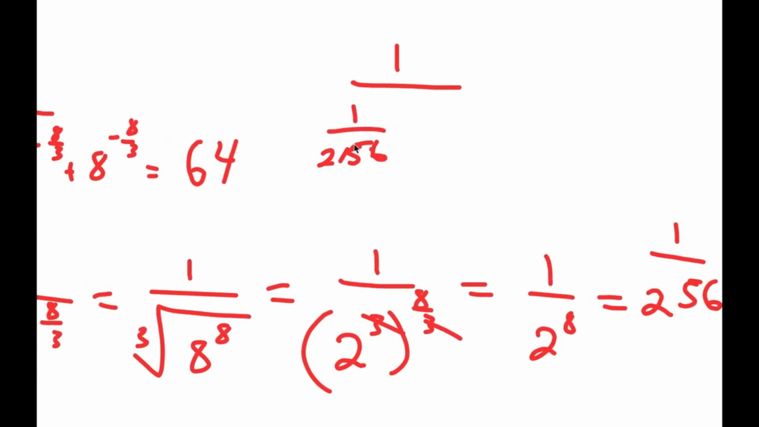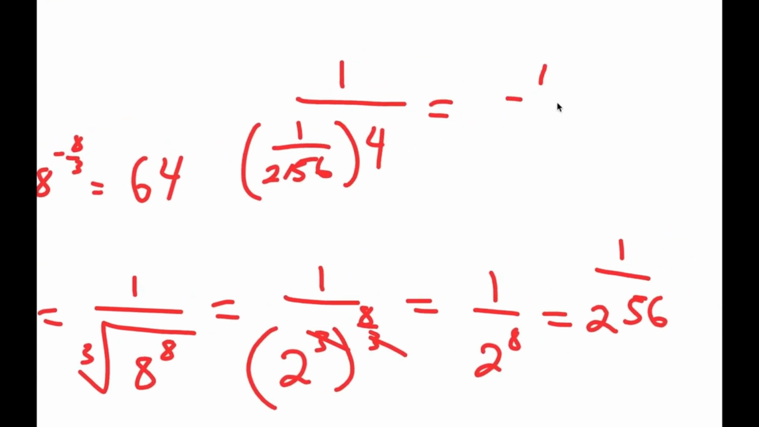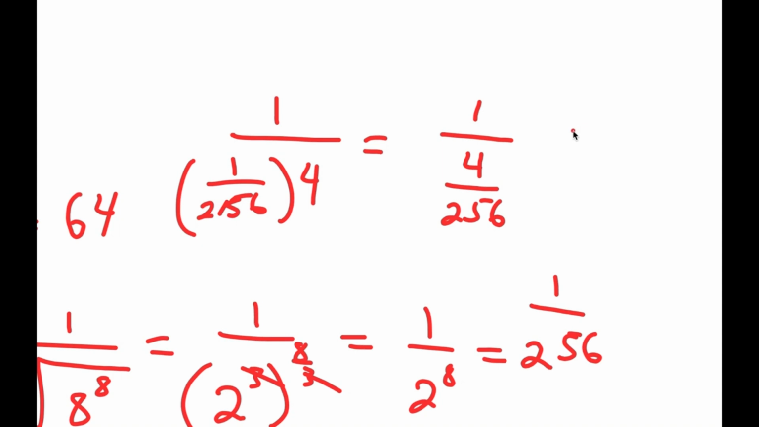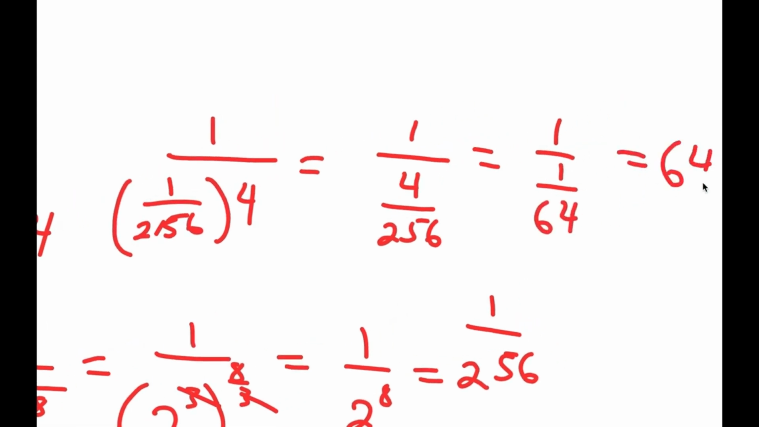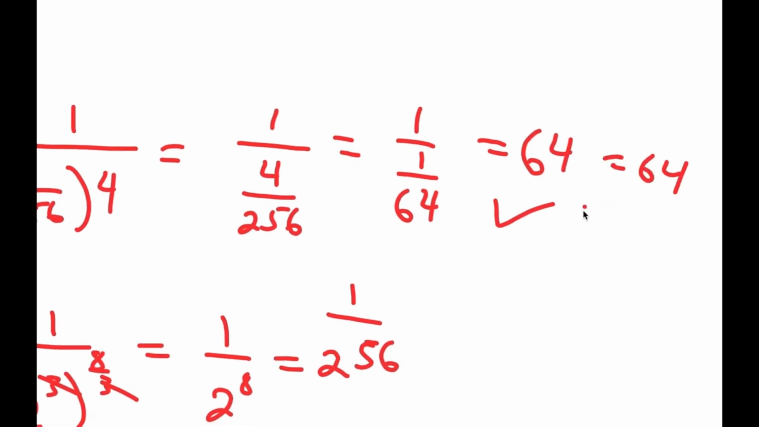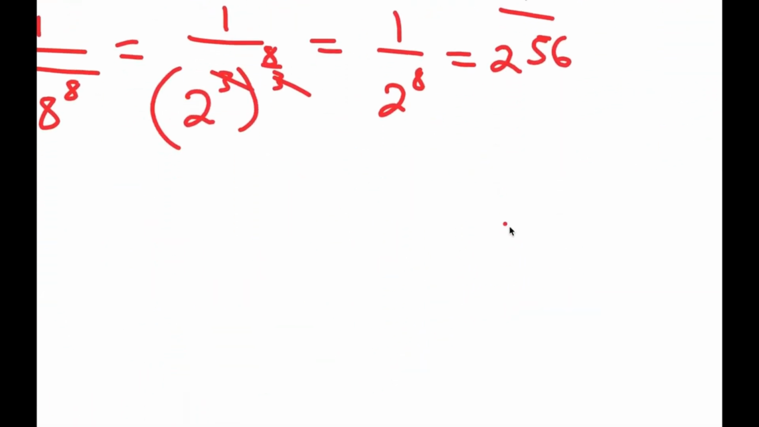So now I get 1 over 256 times 4, which is equal to 1 over 4 over 256. And this is equal to 1 over 1 over 64, which is simply equal to 64. Meaning 64 is equal to 64, and our solution is right.